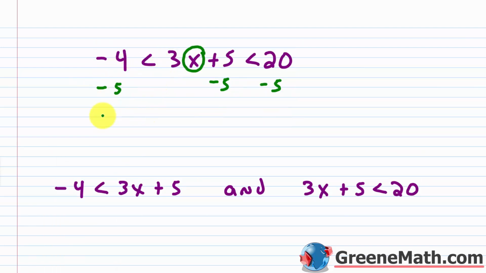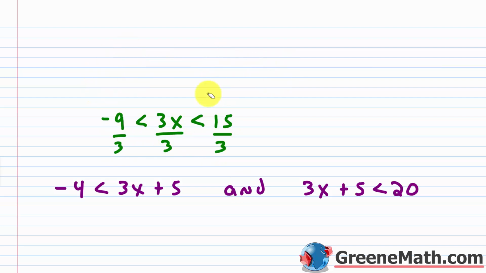So negative 4 minus 5 is going to be negative 9. So this is less than 3x. And this is less than 20 minus 5, which is 15. Okay. So now to isolate x, I just need to divide each part by 3. Very, very simple. Let me erase this, we don't need it. 3 divided by 3 is 1, so you just have x in the middle. This is greater than negative 9 divided by 3, which is negative 3. And it's going to be less than 15 divided by 3, which is 5.